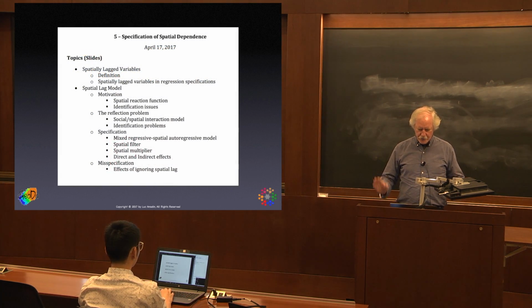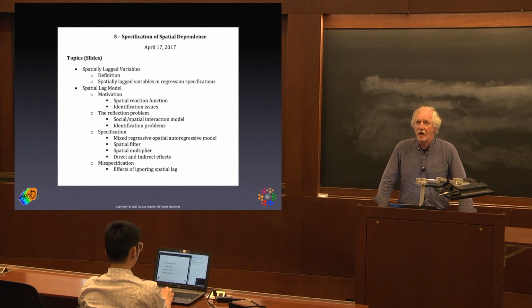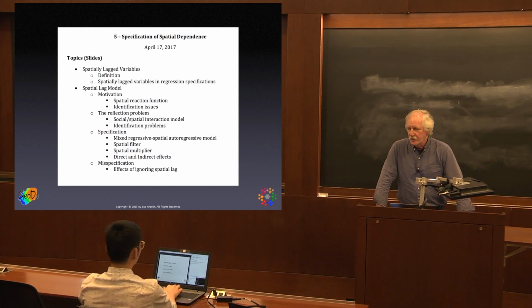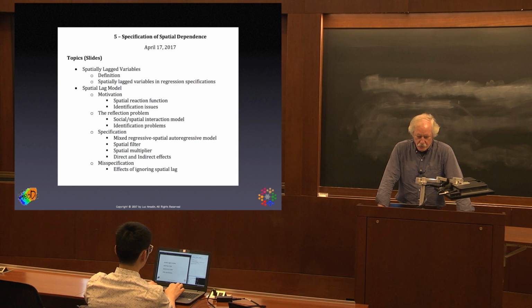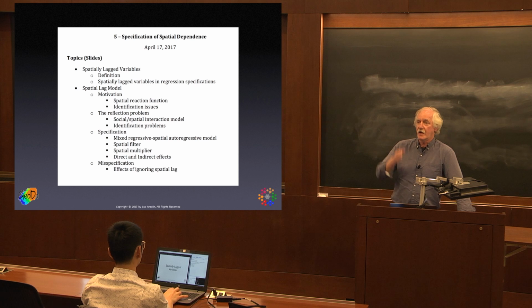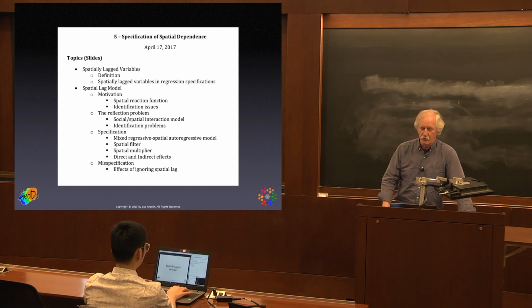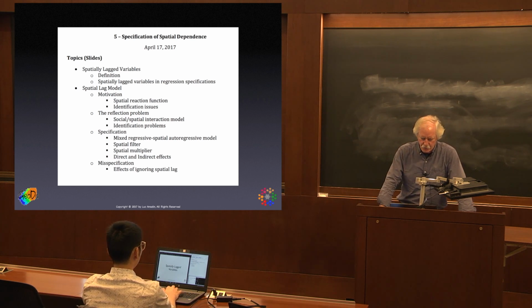So I'll start by saying something about spatially lagged variables, which is the most straightforward way to bring spatial effects into a regression specification on irregular data. On grids or lattice data, as they're sometimes called, it's a little easier because you know exactly where it's north, south, east, and west. On irregular data, it's much more complicated.